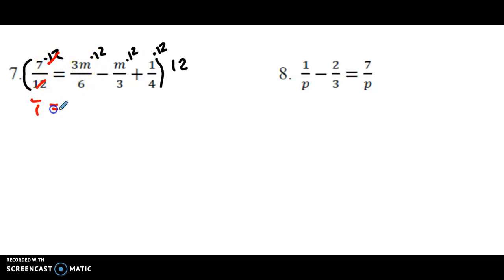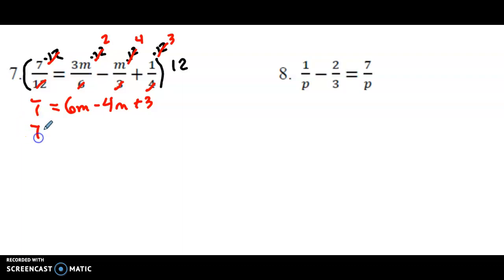And that's going to equal, for the second one, 6 goes into 12 2 times. So really, I just have to multiply this numerator by the leftover, which is 2, so that's going to be 6m. 3 goes into 12 4 times. So negative m times 4 is negative 4m. And 4 goes into 12 3 times. 1 times 3 is 3. Again, the purpose of this is to eliminate the denominators. Then you're going to solve it like a regular equation.